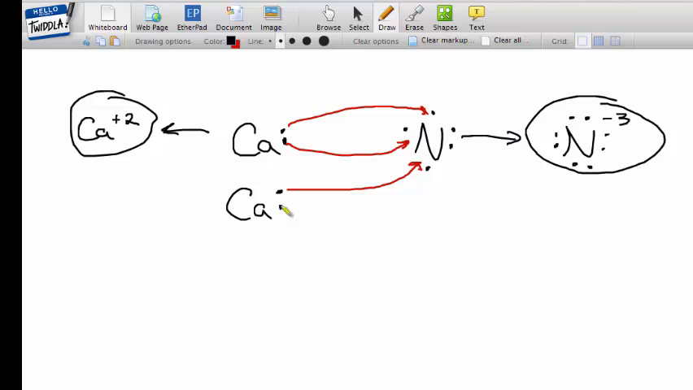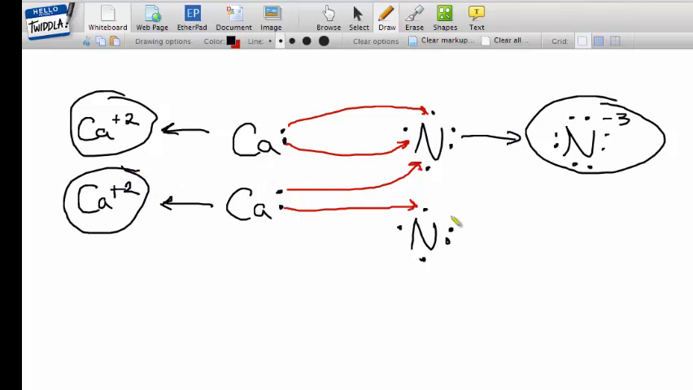But this calcium still has 1 more electron that it needs to get rid of. So that means I need another nitrogen. I'm going to put in another nitrogen with its 5 valence electrons, and the calcium will give its 2nd electron to the nitrogen. And when it does that, the calcium becomes a calcium ion, stable with a charge. But this nitrogen needs 2 more to become stable. It's not stable yet. So that means I need a 3rd calcium atom with its 2 valence electrons, because this calcium is going to want to give its electrons 1 and 2 to nitrogen.